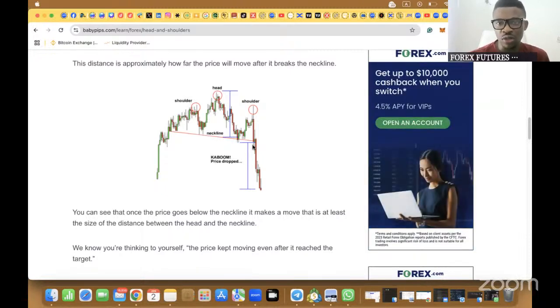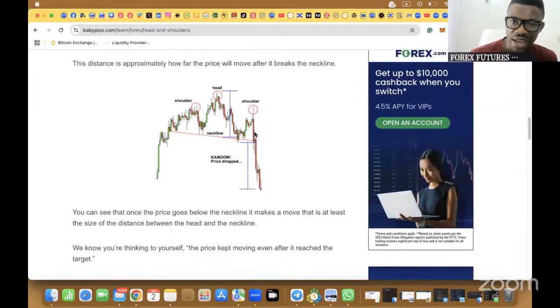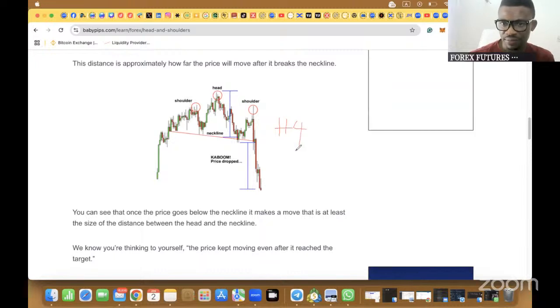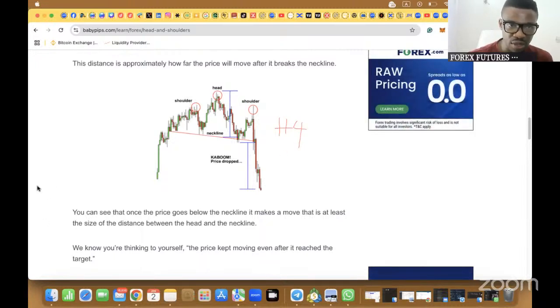Remember that you need to see a break of candle, a pullback, then you look for your entry after the pullback on a smaller time frame. And remember that you want to see this pattern happen on the 4 hours time frame. Very, very important. So let's go further.